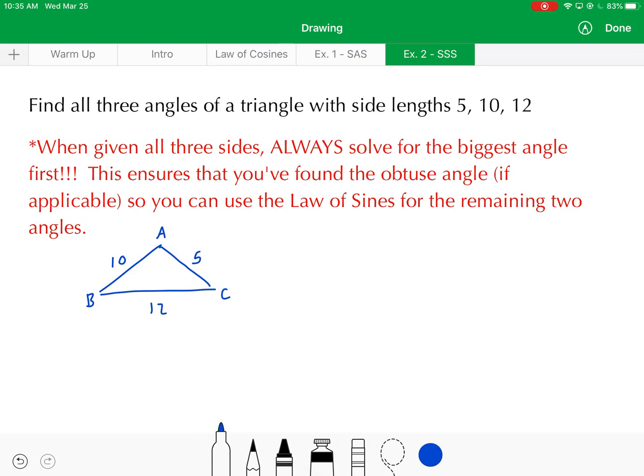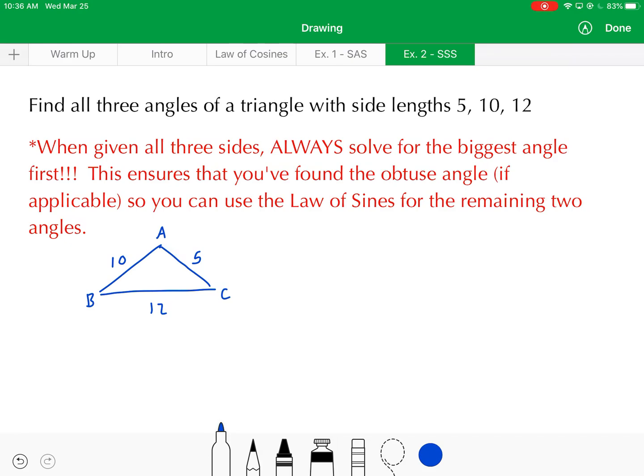It would lead us to that obtuse angle first, okay? And once we have the obtuse angle, then we would be able to use the law of sines for the remaining two angles. If you don't follow this suggestion and you try to find one of the smaller angles first, then using the law of sines to find the other two angles could lead you to that ambiguous case, all right, that we would have more than one possibility for. So we want to avoid that, okay?